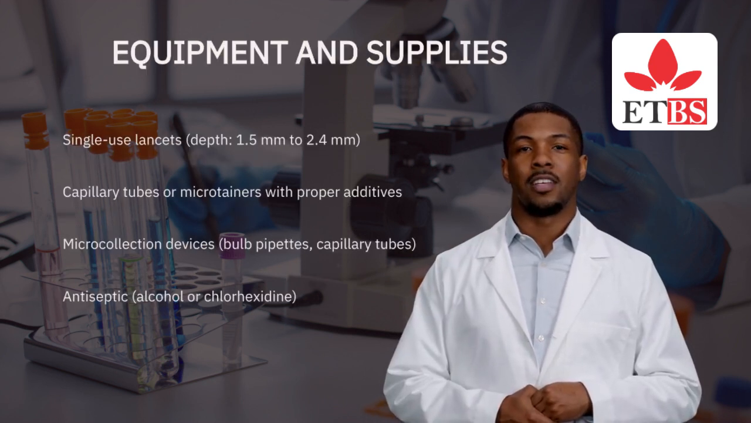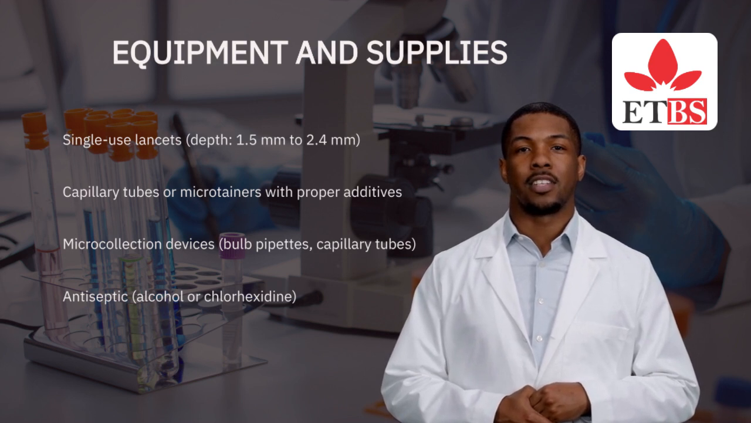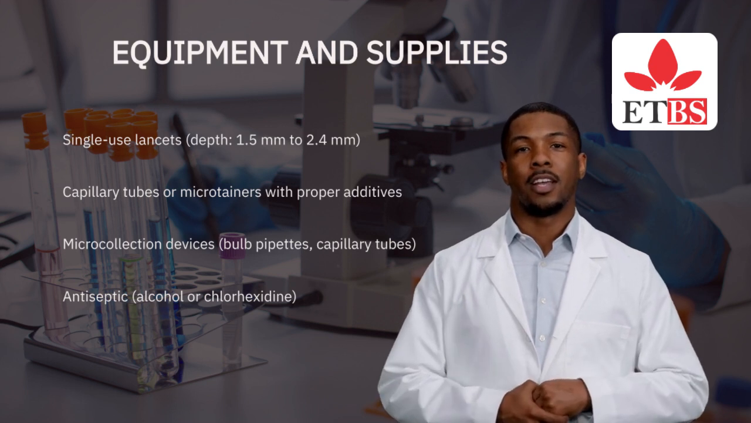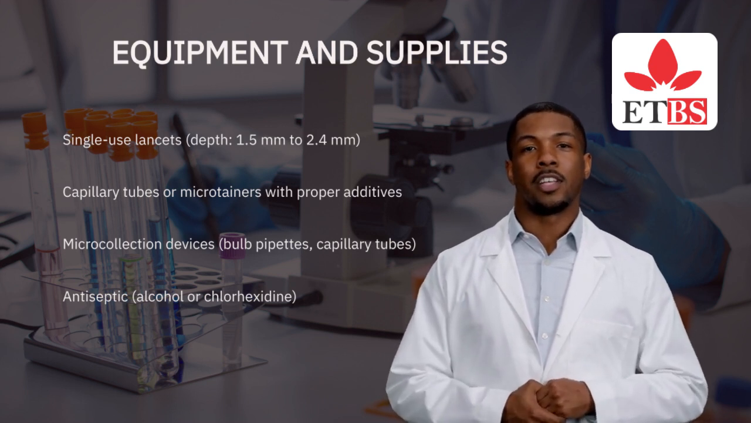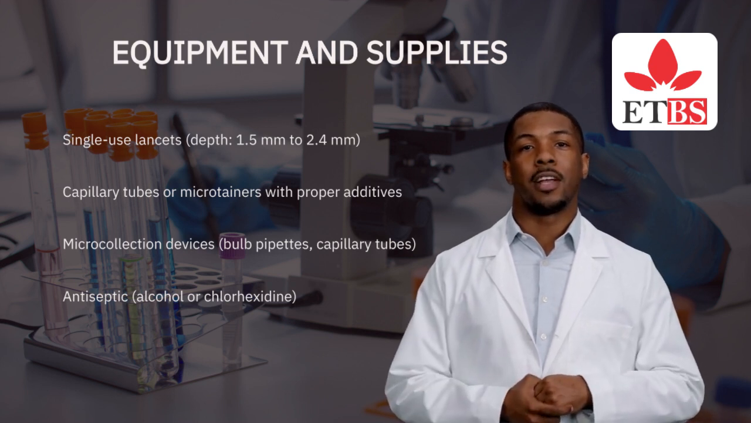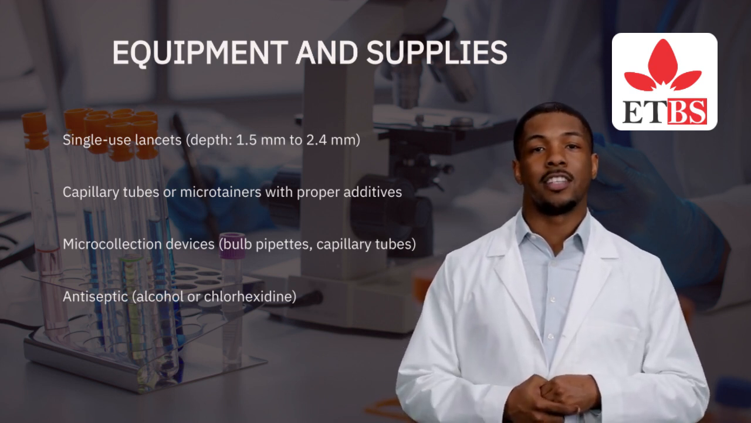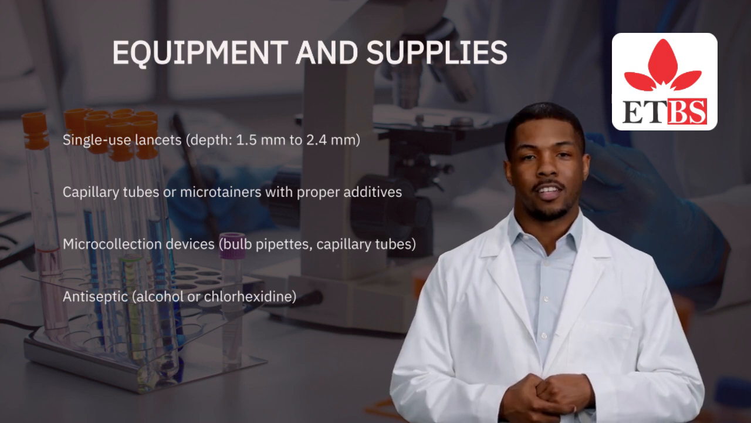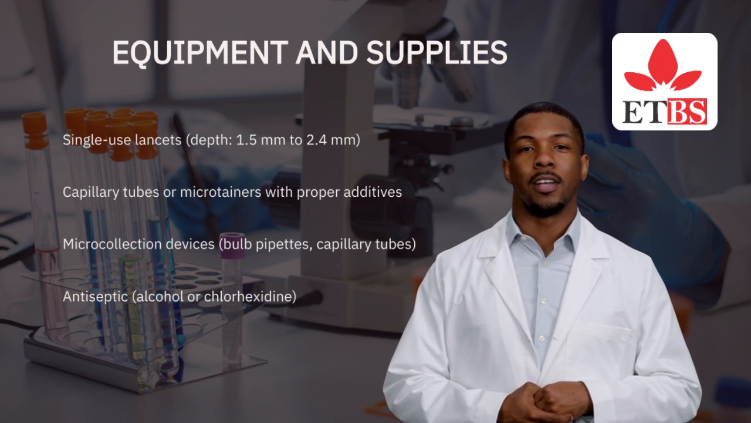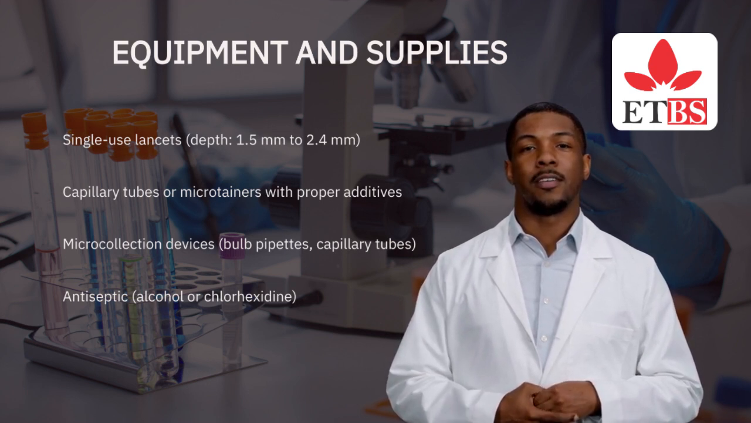7.4 Equipment and supplies. Single-use lancets, depth 1.5 mm to 2.4 mm. Capillary tubes or microtainers with proper additives, microcollection devices, bulb pipettes, capillary tubes. Antiseptic, alcohol or chlorhexidine, cotton or gauze pad, bandages for children over 2 years. Gloves and PPE. Heel warmers, optional but effective.